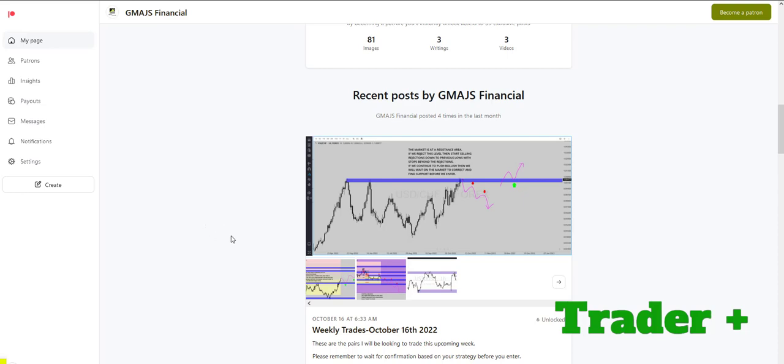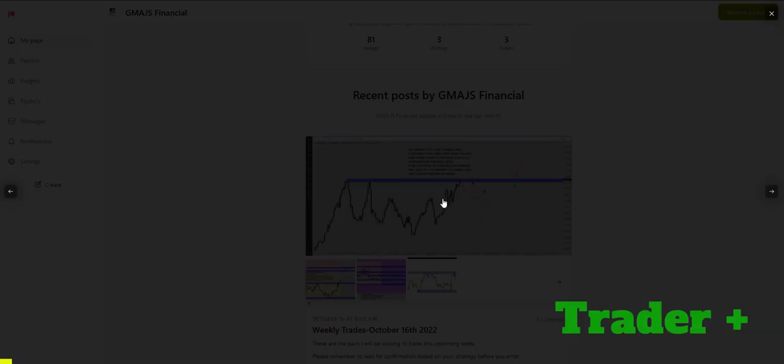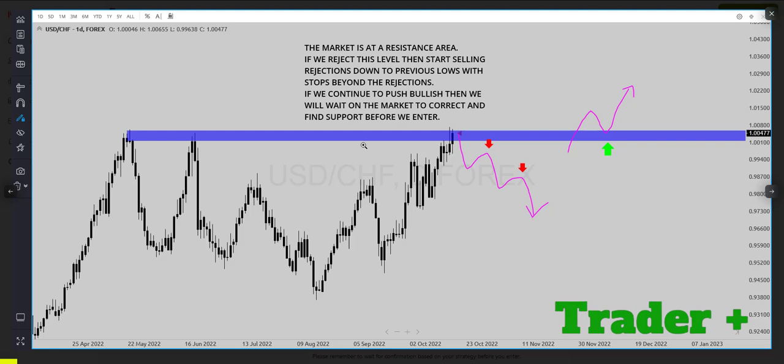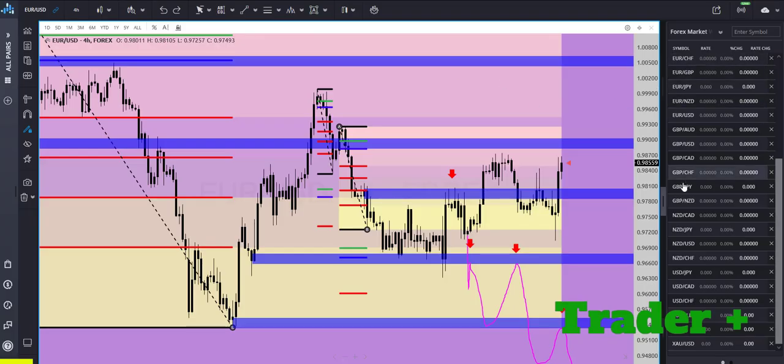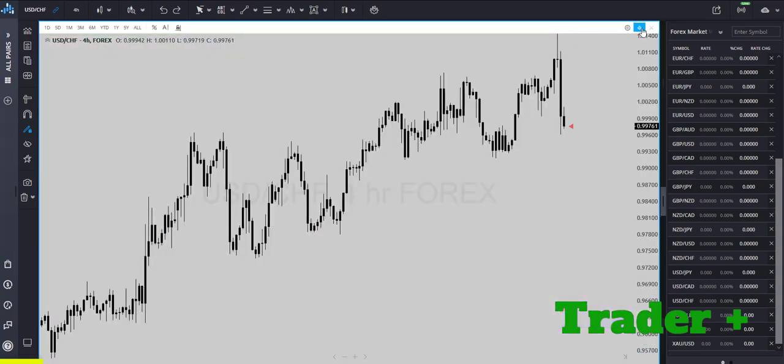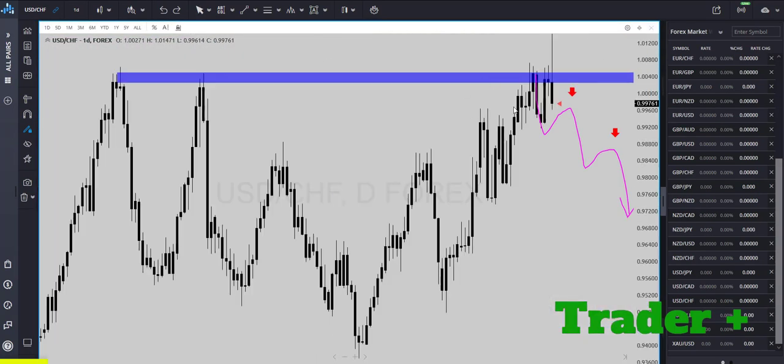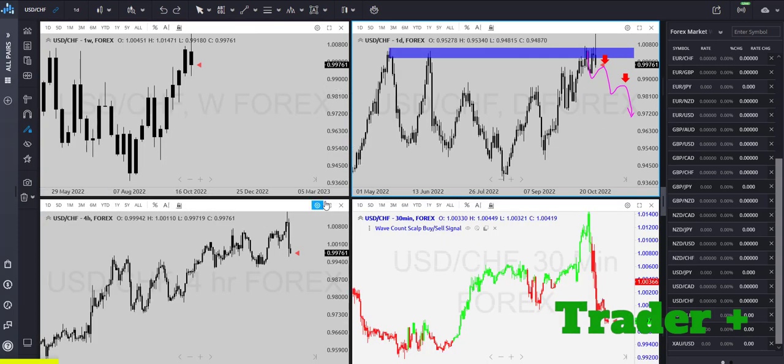In this week's weekly review, we are going to be going over the pairs that we looked at last week. So last week on US dollar Swiss franc, on the daily, I sent this out to members saying to go bearish. And let's go to the US Swiss franc. This was a trade based off of the daily right up here, and I said we should see the market fall and correct, and we were able to take one trade.